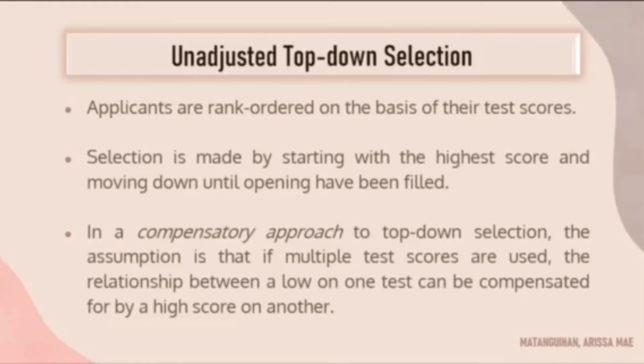An adjusted top-down selection. Applicants are ranked in order on the basis of their test scores. Selection is made by starting with the highest score and moving down until openings have been filled. In a compensatory approach to top-down selection, the assumption is that if multiple test scores are used, a low score on one test can be compensated for by a high score on another.